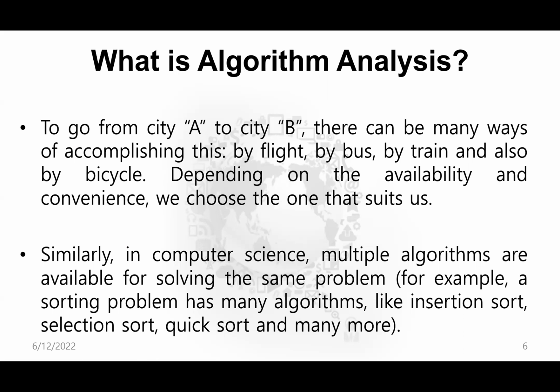So for example, let's say when you want to go from city A to city B, we have many ways to do this, right? How to travel from one place to another place. You can take a flight if it's very far away, or by bus, by train, and also by bicycle, or even if you want, you can walk also. But of course, it depends on the availability and also the convenience. Then you have to choose the method that is most suitable for you.